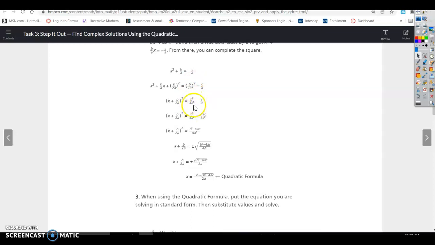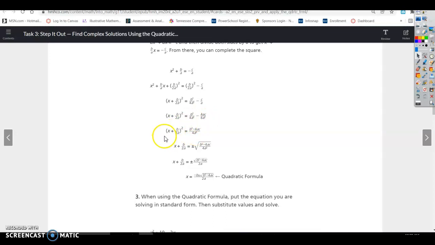Alright, when you add or subtract a fraction, you have to have a common denominator. So you can see in the next step, they have to add 4a over 4a. Anything over itself is just 1. So they add 4a and 4a here in order to get a common denominator of 4a squared, so they can combine it here. Alright, so then you got b squared minus 4ac all over 4a squared, which is the common denominator.